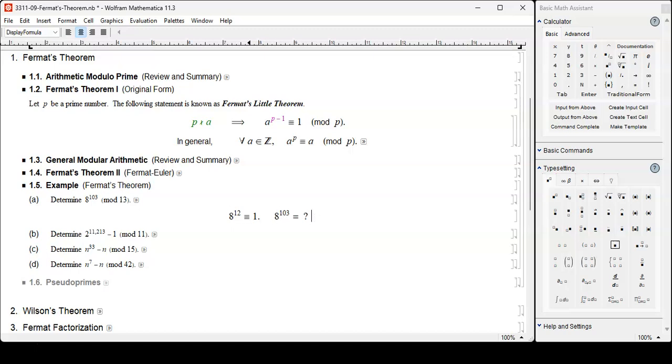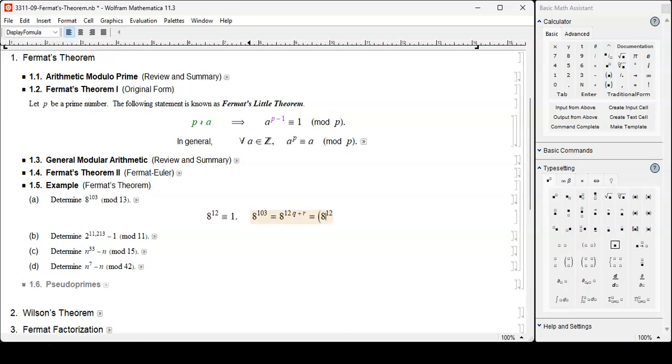So if I can express this as a to the 12q plus r, like this, then that's equal to a to the 12th power to the quotient q, times a to the r power. Now let's use congruent notation, and that's congruent to a to the r power. That's what we're going to use. Let's put some space in between. Okay, there you go. That looks better.